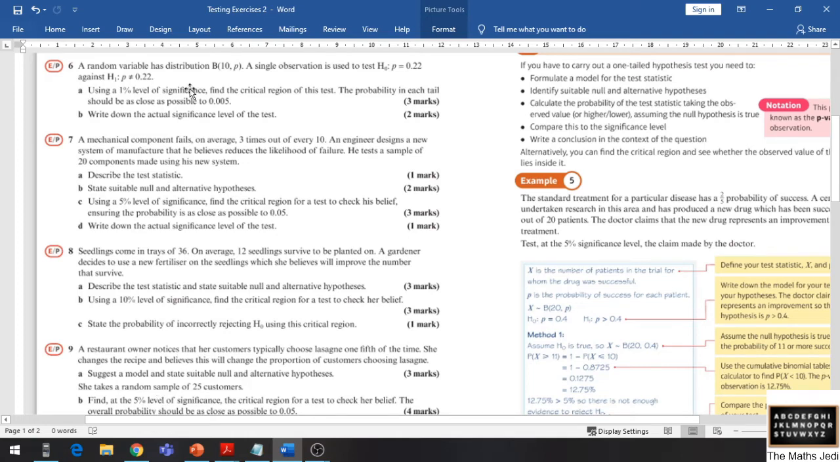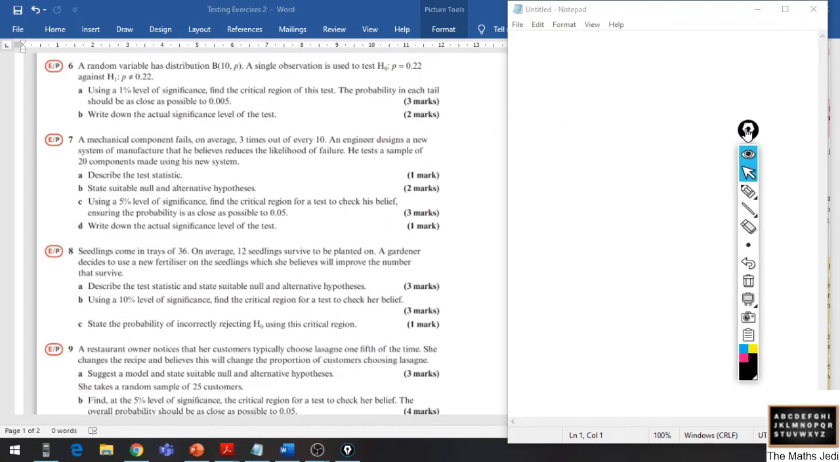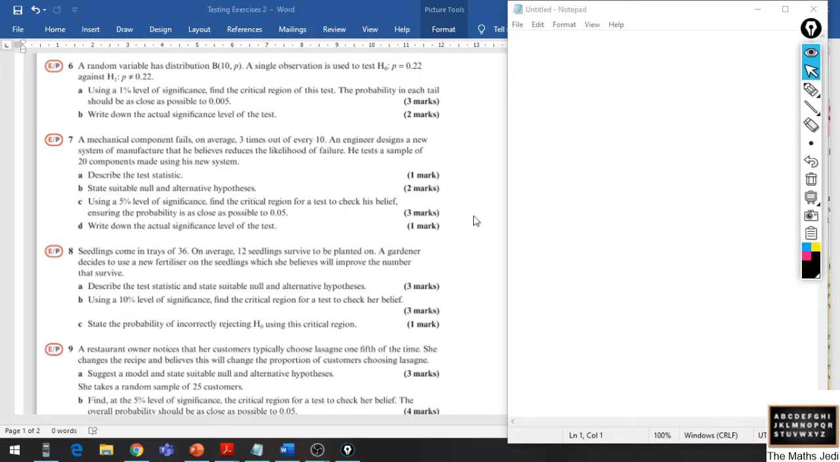It says a random variable has distribution binomial 10, p. A single observation is used to test H0: p equals 0.22, against H1, the alternative hypothesis being that p is not 0.22. So again, two-tailed testing. It's asking me to use a 1% level of significance. So we're going to be doing that with a 1% level of significance. That means on either side we're looking for a 0.005 chance, so 0.5% each side. And we're being asked to say the probability in each tail should be as close as possible to 0.005. So that's the key thing here, that in this particular example, we're looking for the probability to be as close to 0.005 as possible.